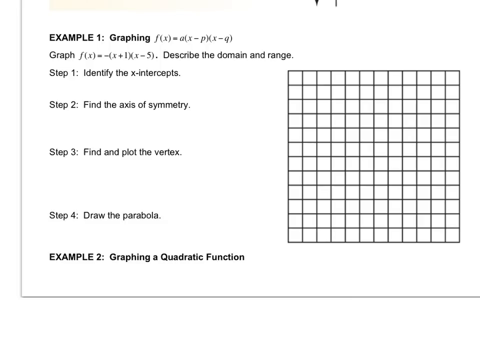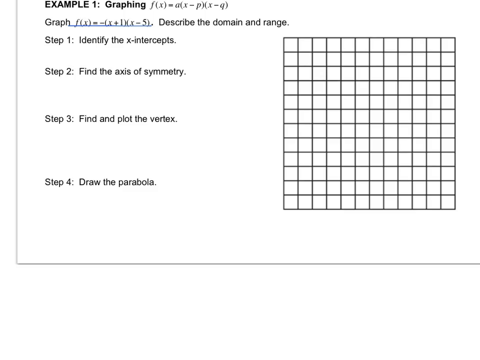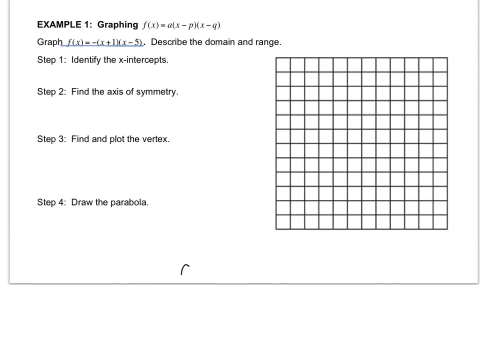Here is the function that we have to graph, and we have to describe the domain and range. Now I'm going to take my function and bring it down here so that I can show you where the intercepts are. So I've got f of x equals negative (x plus 1) times (x minus 5). The intercepts are where the y values are 0. So if you think back to what we did in an earlier chapter, you set this equal to 0, and then you solve each factor for x. Okay, great.